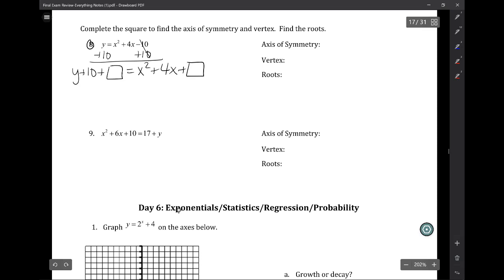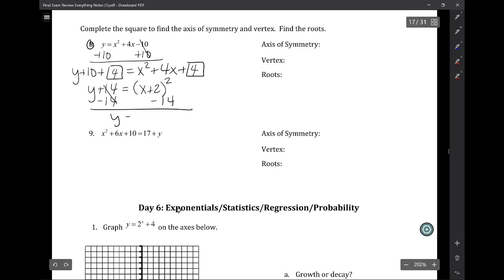To fill the box, I take the middle number, so 4, cut it in half, 2, and then square it. So I put 4 on both sides. And I think you guys actually really enjoyed completing the square for this because, well, it's a lot quicker, I think, than solving. Multiplies to 4, adds to 4 would be x plus 2 twice. So I'm just going to write it as a single factor squared.